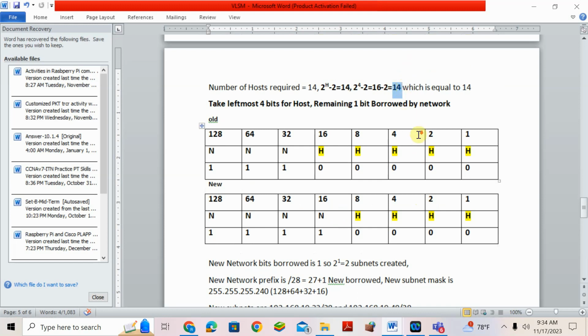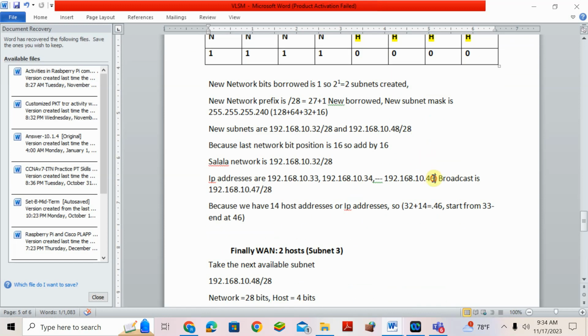So 32 plus 14, it will be 46. Broadcast is 47. Or we can say the next network is 192.168.10.48, right? So 47 is the broadcast. One less than that, 46, is the last IP. First IP, last IP. Okay, it's written here.